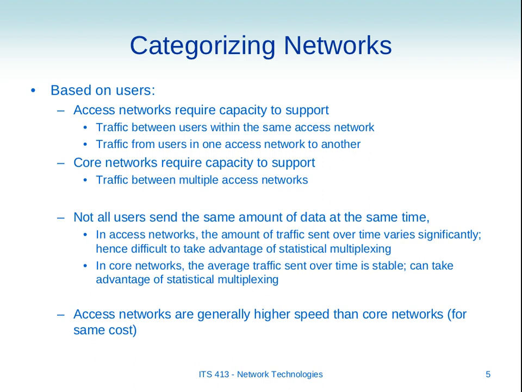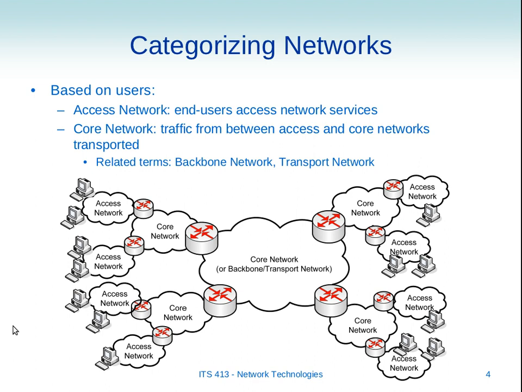In a core network, we need to support the traffic going between multiple access networks. Although there's only two computers shown, if we have 100 computers on this access network and 100 users here, then this technology needs to be selected to support or to allow those 100 users to communicate with each other and also to communicate with people outside. And similar here, the technology needs to be chosen for this core network to allow the traffic from all 100 users on this access network to be transferred out to other networks, and similar for this access network. So the core networks need to support traffic from other networks.